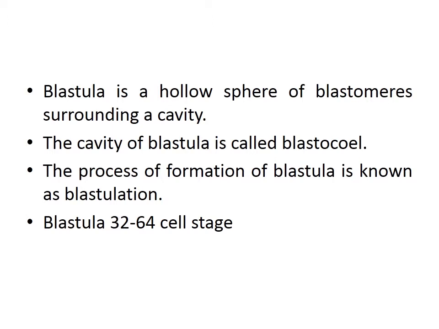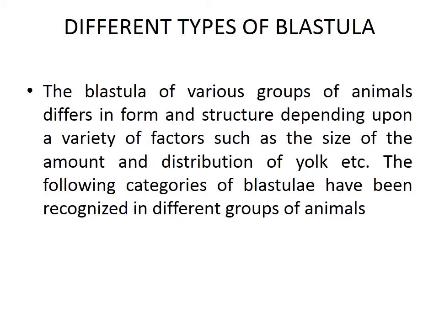While the formation of different blastomeres takes place, a small space is formed between each blastomere. This cavity rearranges itself to form what is known as blastocele. The process of formation of blastula is known as blastulation, and blastula is a 32 to 64 cell stage. So once the zygote is formed, the stage up to 32 cells is known as morula. From 32 to 64 cell stage it is known as blastula.